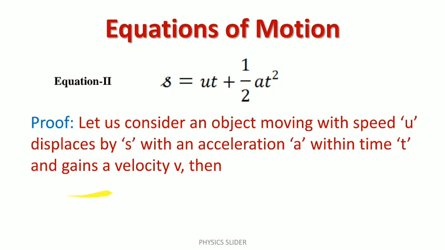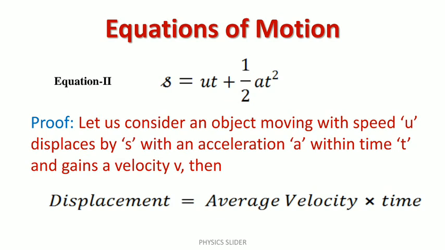and gains a velocity v. Then the average velocity into time will be given as displacement. So the displacement in this case is average velocity into time. We have already learned the formula of displacement, which was displacement is equal to velocity into time.